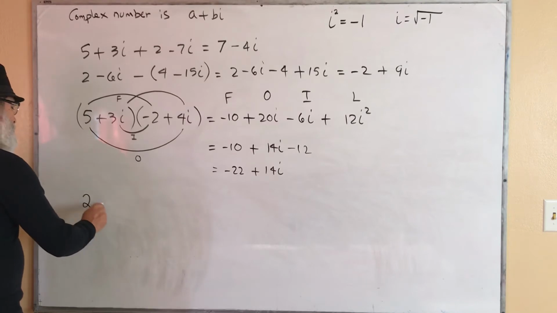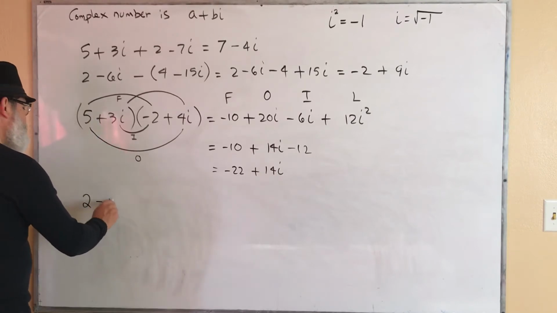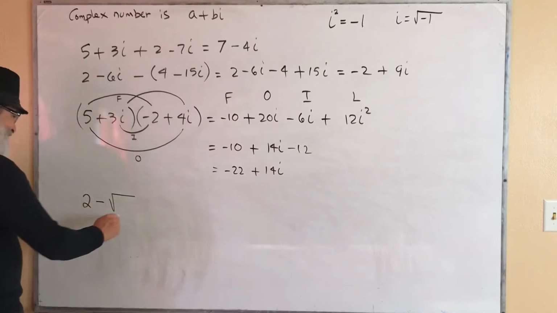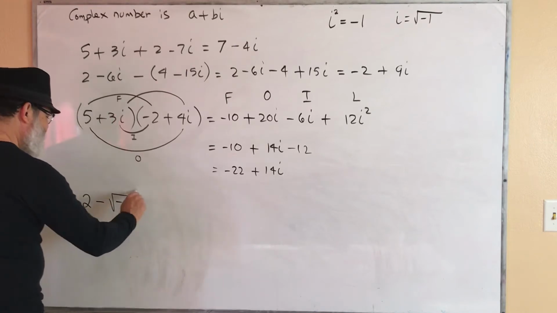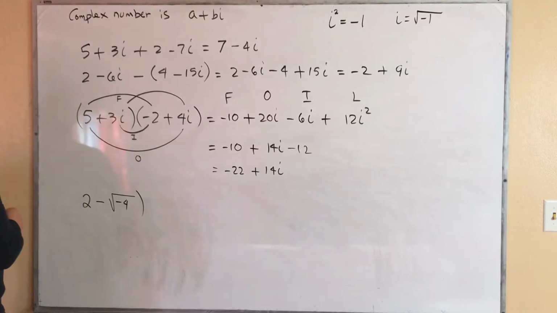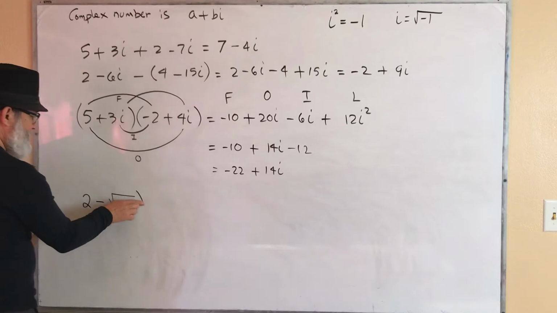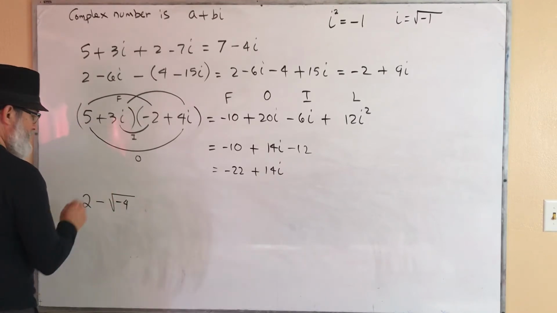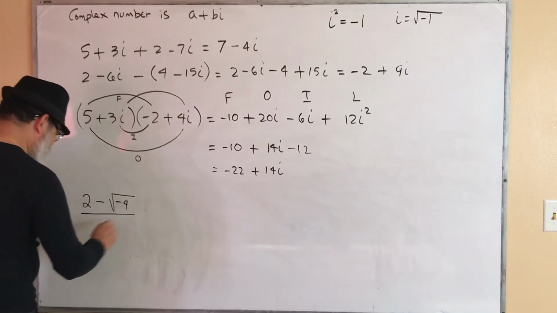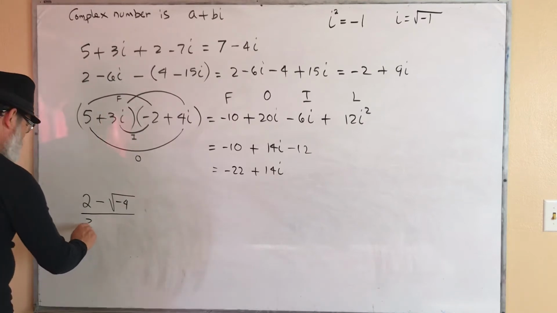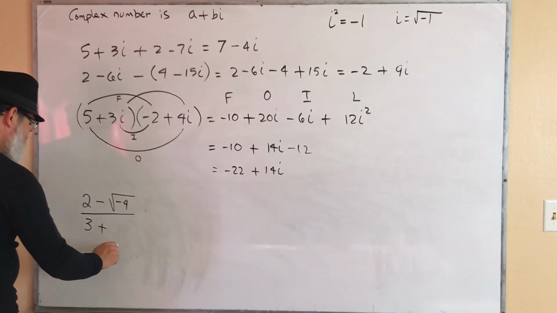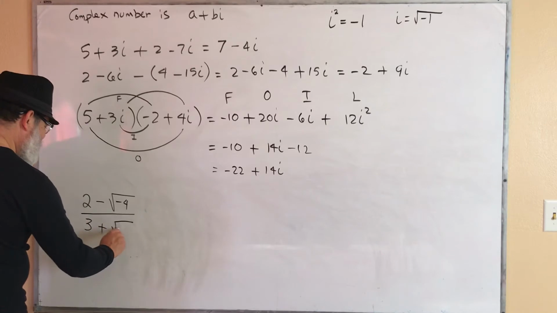2 minus the square root of -4, divided by 3 plus the square root of negative 9.